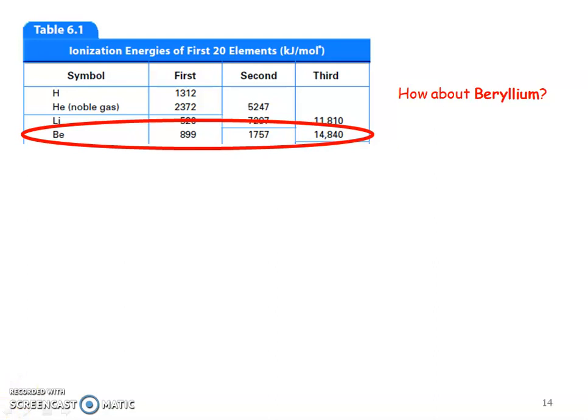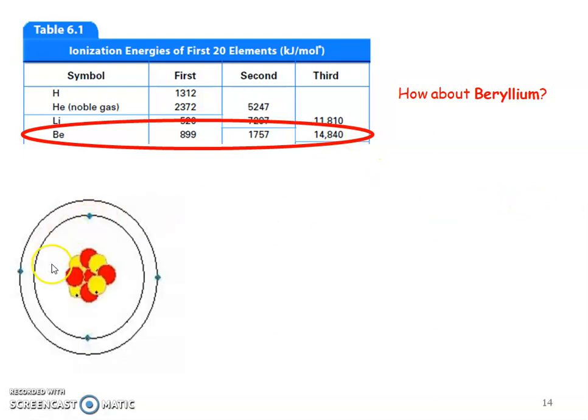Okay, so now let's take a look at beryllium. Okay, again, we have 1, 2, 3. We have 3 ionization energies. We go from about 900 to almost 2,000 to, oh my goodness, 15,000 joules of energy in order to remove that. Okay, so again, here we have beryllium. Again, hold off on drawing. So what happens is it's going to take away 1, 2 valence electrons.